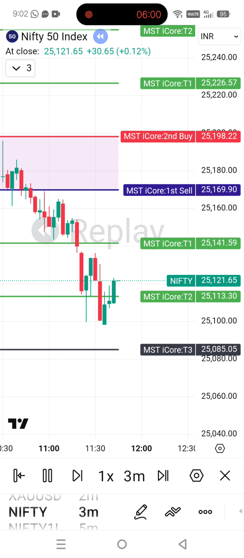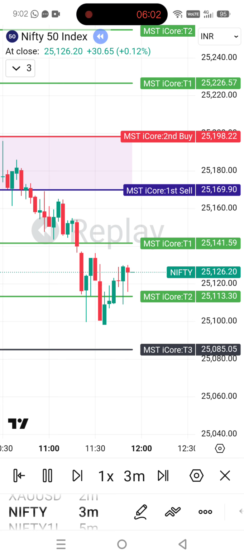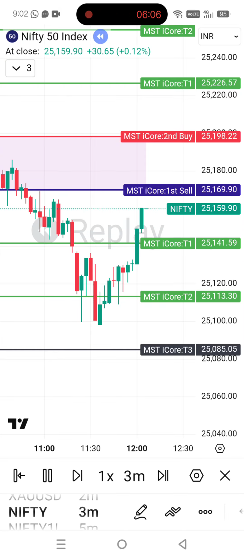If it is hitting, we will be happy. Otherwise, we will revise the stop loss and we will end with the profit. No loss, only with the profit.